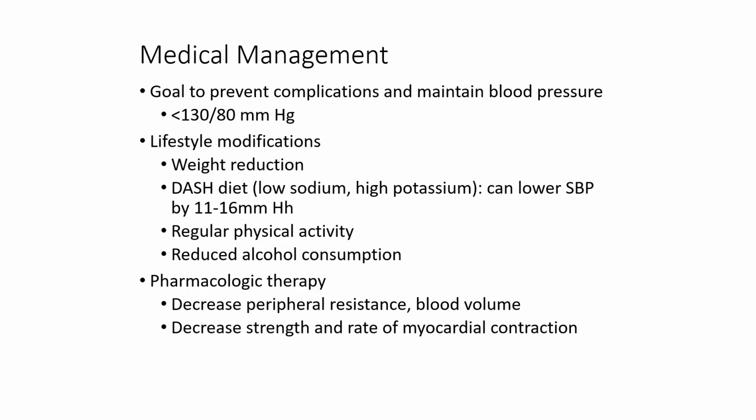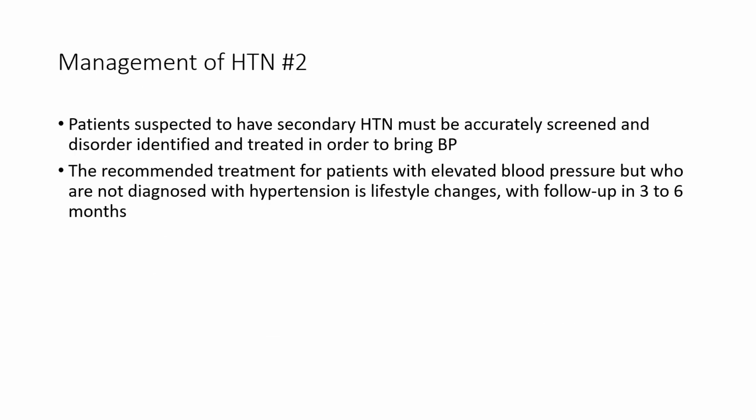Regular physical activity, reduced alcohol consumption, quitting smoking if they smoke, pharmacologic therapy. So this is going to be prescribed to decrease peripheral resistance and blood volume and decrease strength and rate of myocardial contraction. So depending on what type of medication is prescribed is what the action of the drug is going to do. Additional management, patients suspected to have secondary hypertension must be accurately screened and disorder identified and treated in order to bring blood pressure to normal levels.